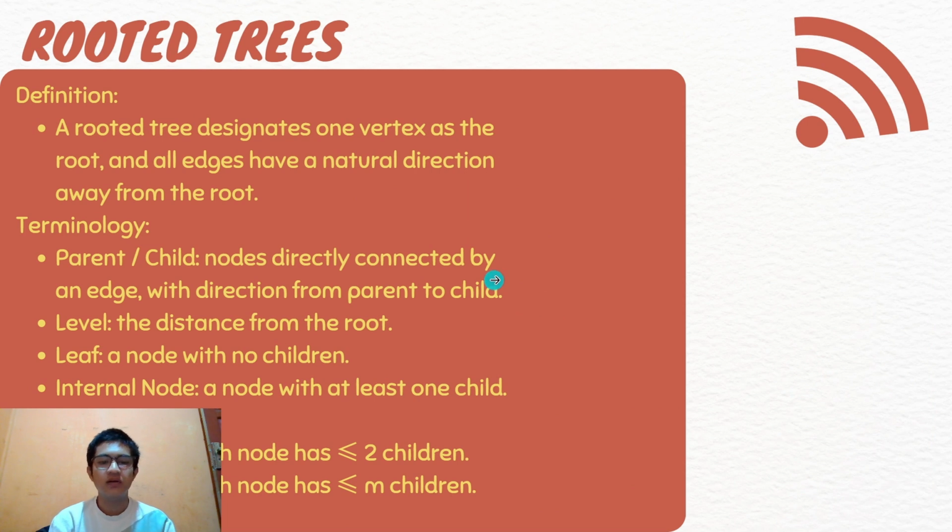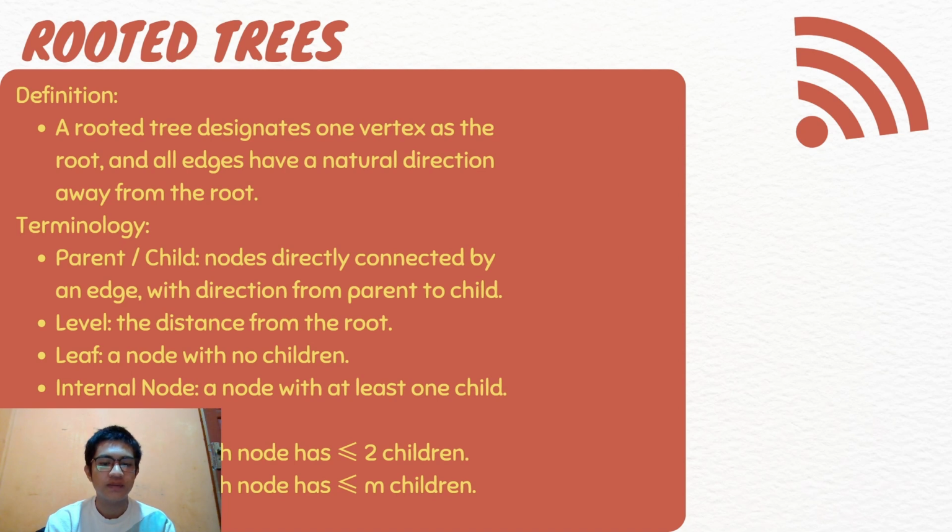Now, let's talk about rooted trees. A rooted tree designates one vertex as the root, and all the edges have a natural direction pointing away from the root. Here's some important terminology. A parent is a node that has one or more children. A leaf is a node with no children. An internal node is a node with at least one child. We also define the level of a node as its distance from the root.